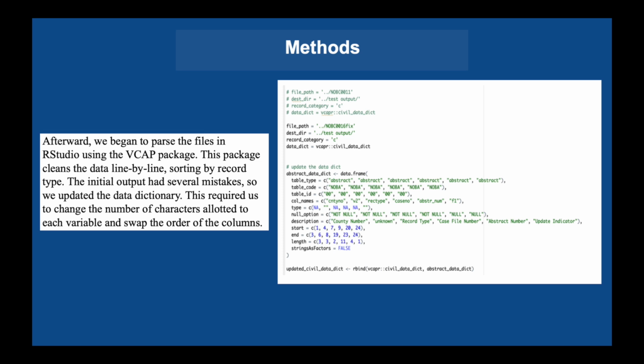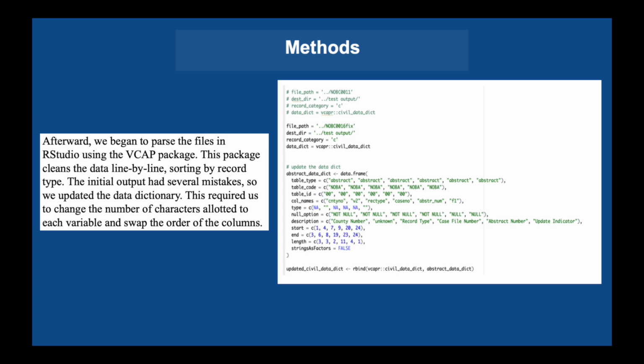Afterwards, we began to parse the files in RStudio using the VCAP package. This package cleans the data line by line, sorting by record type. The initial output had several mistakes, so we updated the data dictionary. This requires us to change the number of characters allotted to each variable and swap the order of the columns.